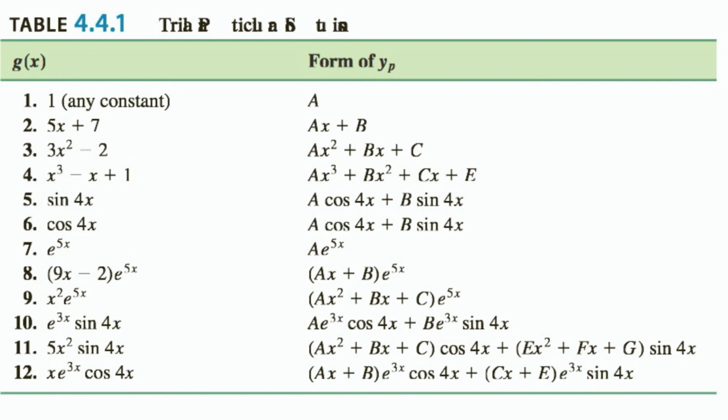To handle a wider variety of right-hand side functions, we're going to need some bigger tools, and we're going to see those in the next section with a technique called variation of parameters.